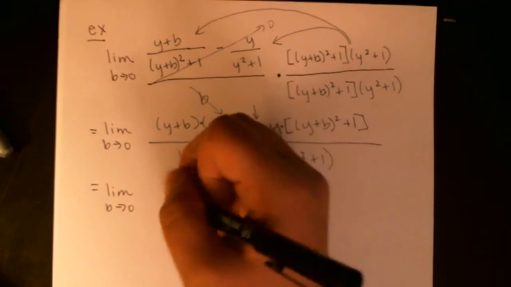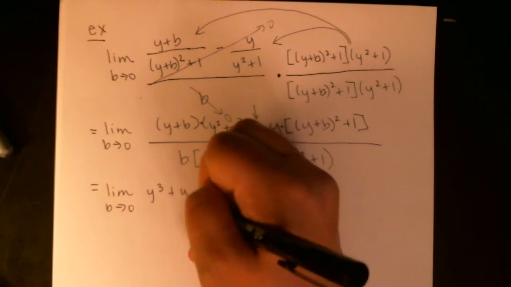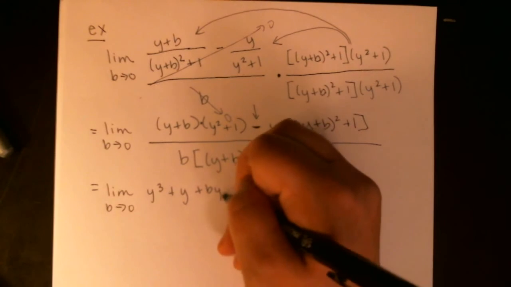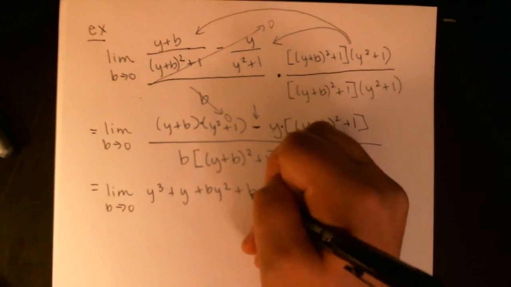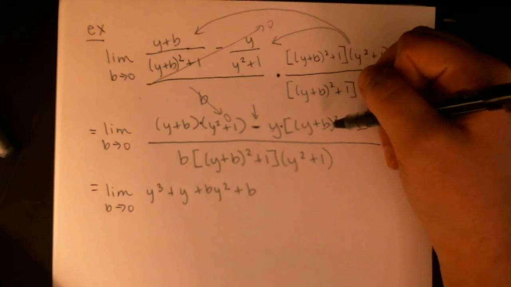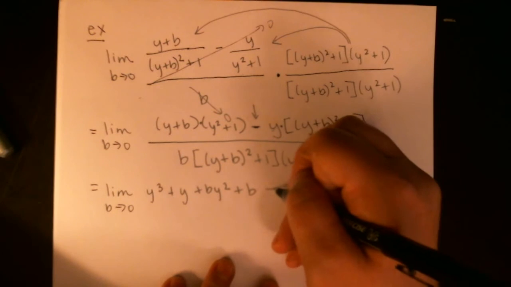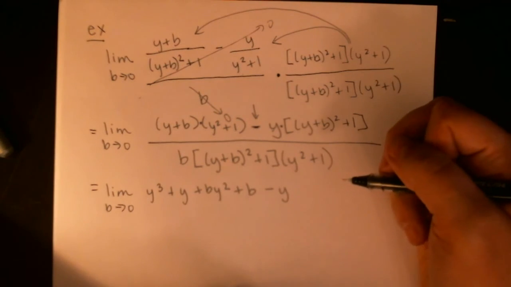So here I'm going to have to FOIL. I see a y cubed plus y plus b y squared plus b. And then I'll need to distribute through here. So let me debate what I'm going to do. Yeah, we'll go ahead and do it. I'm going to do two steps at once. Hopefully you won't hate me for this.